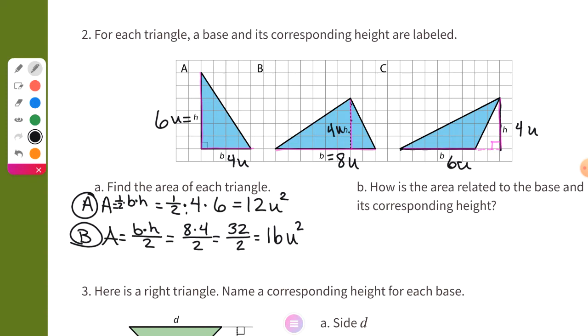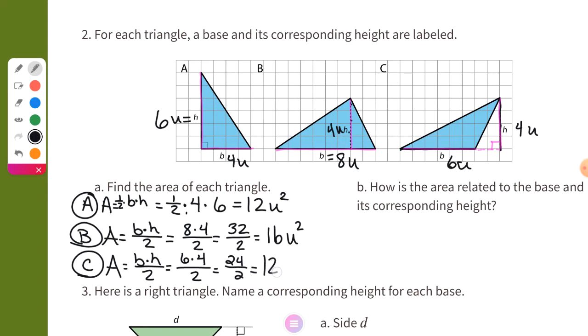Okay, for triangle C. A equals, which formula you want to use? 1/2 base times height or base times height divided by 2? Okay, so base times height divided by 2. Again, it doesn't matter. Substitute in what we know. What's my base? What's my height? Base is 6 and then the height is 4. What's 6 times 4? 24 divided by 2? 12.